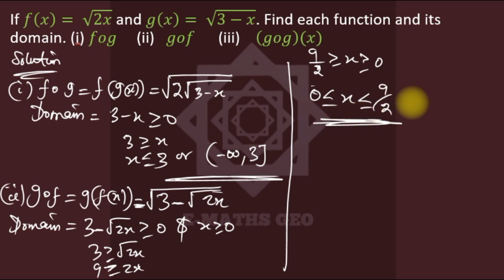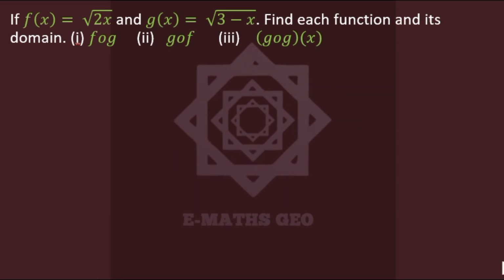Or using interval notation, which is 0 to 9 over 2, in this bracket. So that's our domain. So let's solve the third one, the third one in the other line.